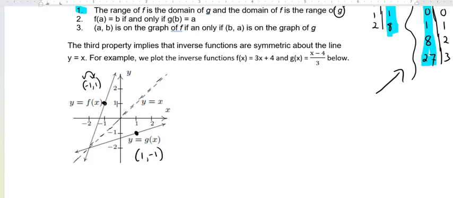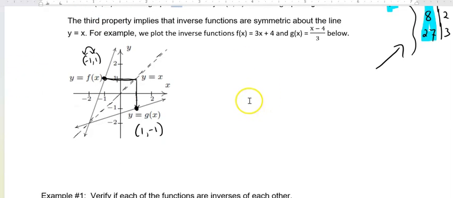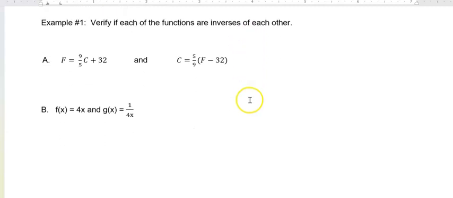Well, you can just flip these two numbers like I did, or the other way is you travel the same amount from here to here as you would from here to here, and you'd be on your inverse graph. Okay? I know I'm throwing a lot of properties at you here, but let's take a look at some examples. Okay, let's do the verification, and we're going to do this by composition of functions.